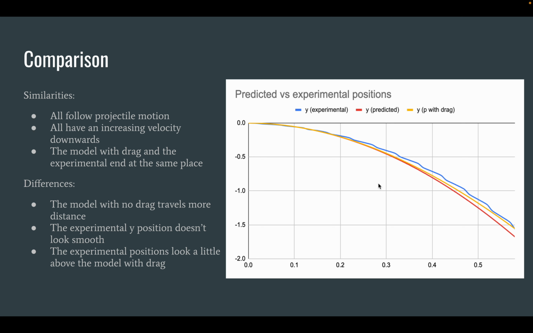So, the comparison. All curves follow projectile motion. All have an increasing velocity downwards, and the model with drag and the experimental end at the same place. The differences are that the model with no drag travels more distance. The experimental y position doesn't look smooth, and the experimental positions look a little above the model with drag, as you can see here.